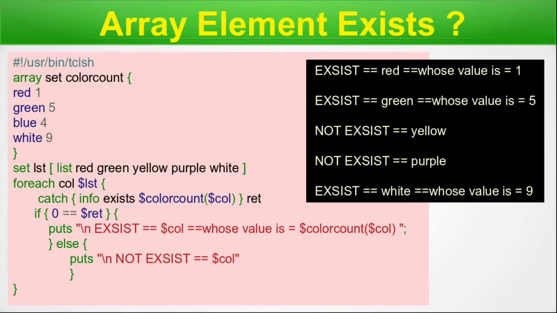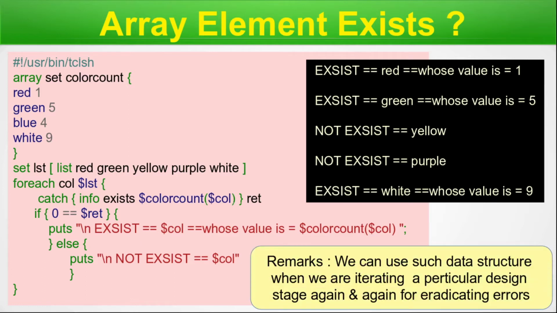One remark here: we can use such a comparative data structure when we are iterating for a particular design, to make it perfect or achieve our design goals, and for eradicating errors. How? Say, just for example, there are 10 or 20 nets on which we are doing something, and each net has a corresponding value, say load or slew, coming as an outcome.